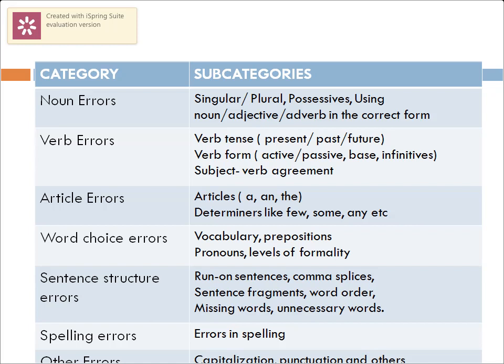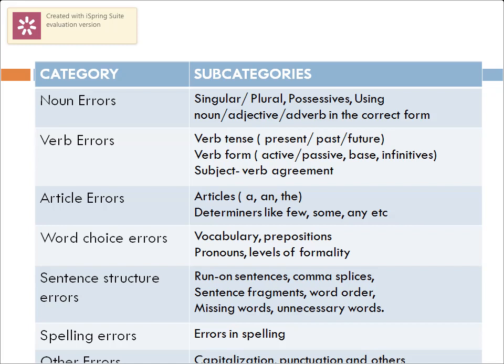Now, there can be noun errors, related to the usage of nouns, related to the usage of singular or plural nouns, or the possessives, or using the noun or adjective or adverb in their correct forms. The other category of errors that Indian learners generally make is the verb errors, where the tense form of the different tenses can be confused, or the verb form, for example, active or passive form or the infinitive form, can be confused with each other. And one major aspect of errors is the subject-verb agreement.